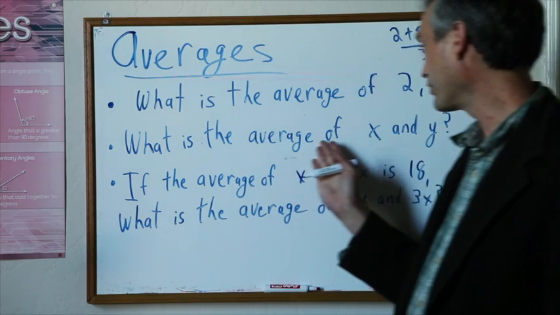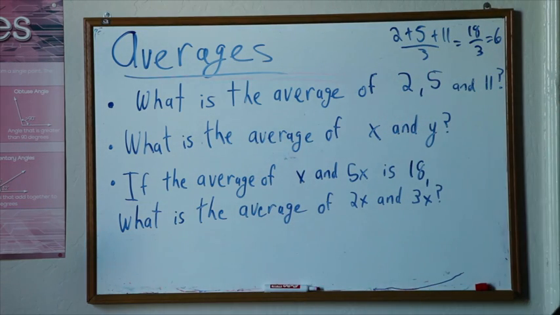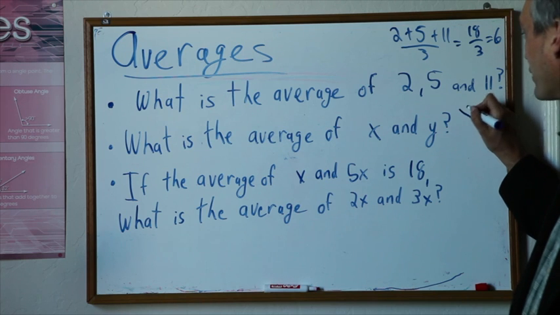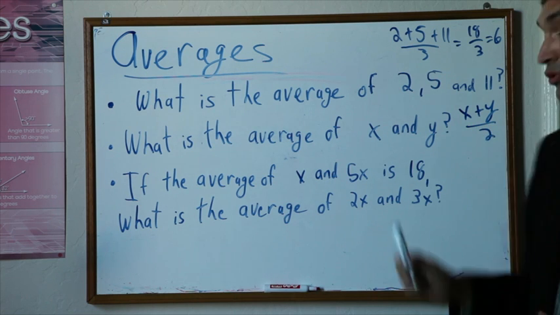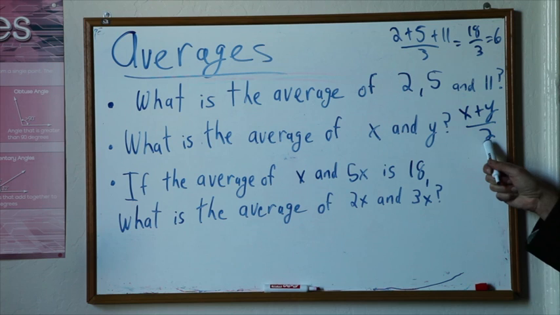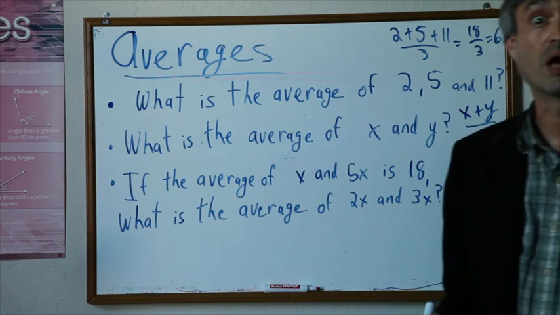Algebraically, what is the average of x and y? That could be represented by x plus y all over 2. First, I sum the two quantities and then divide by the number of numbers.